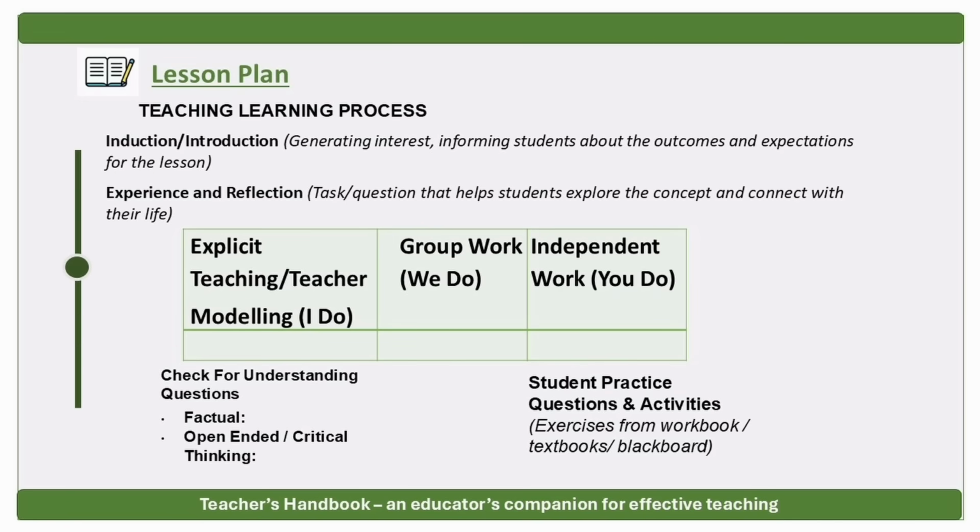Now coming to the next step, that is actual teaching. And in this part we have three aspects. One is explicit teaching or teacher modeling, that is I do. That means this is the part which is done by the teacher himself, and the students will be passive listeners or active listeners. Only the students are listeners. Then group work. Here the teacher and students together work to understand the concept or to learn the concept.